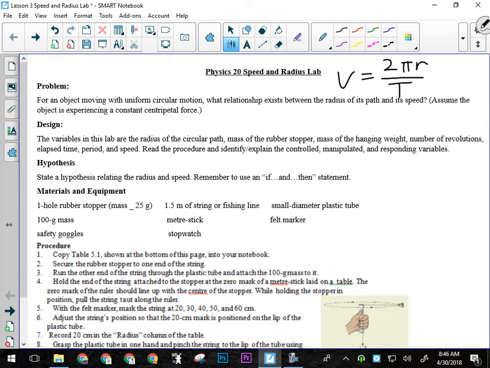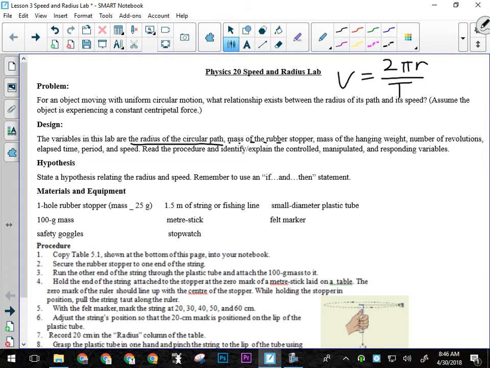So what you need to be thinking about when you're coming up with your variables is what other things could affect the speed of the rubber stopper in this case, and how do I keep them the same throughout the lab? Obviously one of the things we want to keep the same is the centripetal force, because if we change that, it's going to alter the speed, and we don't want to do that. The variables in this lab are the radius of the circular path, and we're trying to find out its effect on the speed of the rubber stopper. Those are the two most important ones.